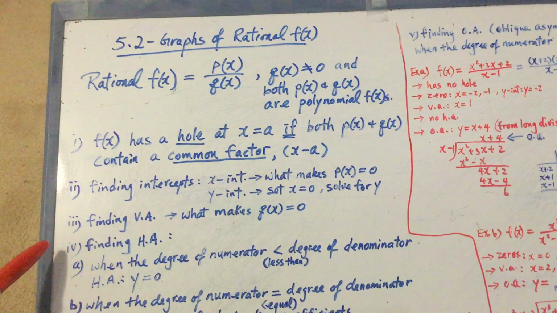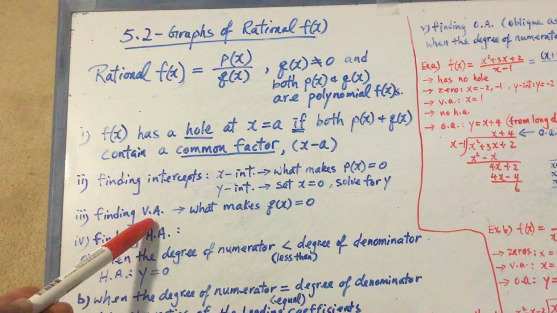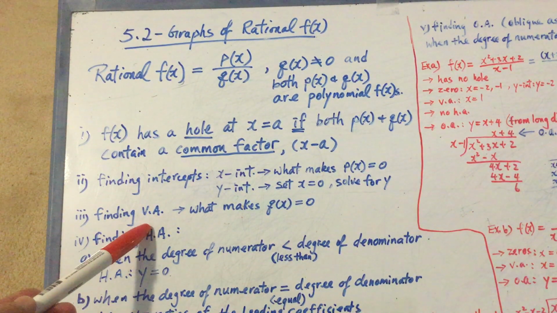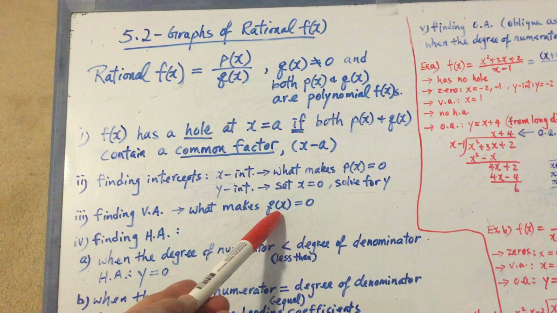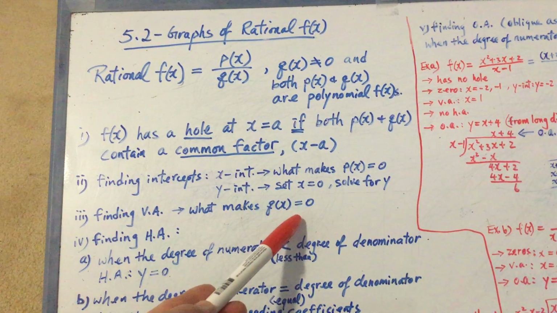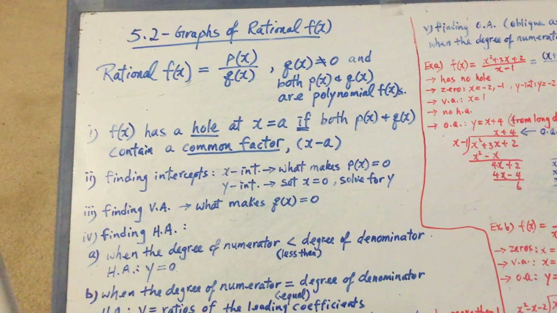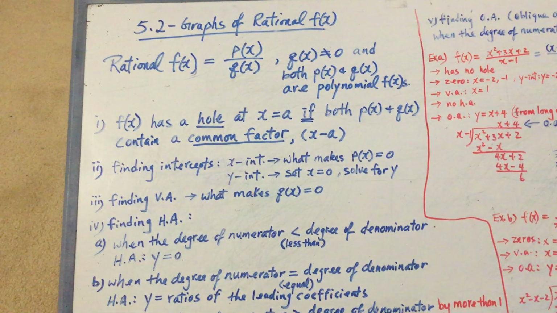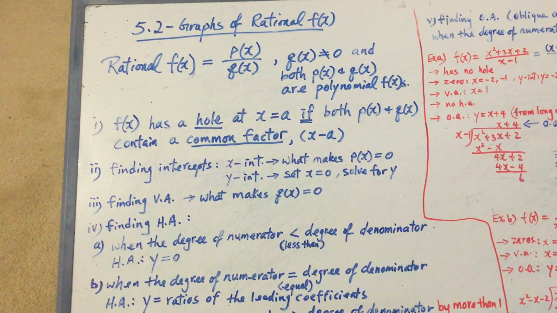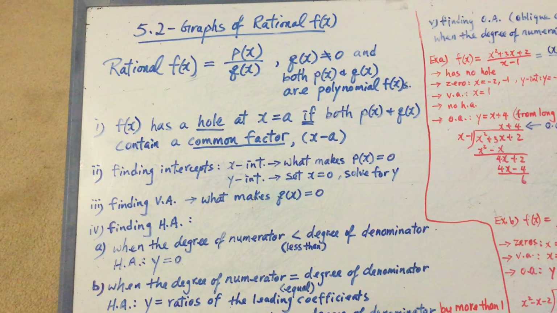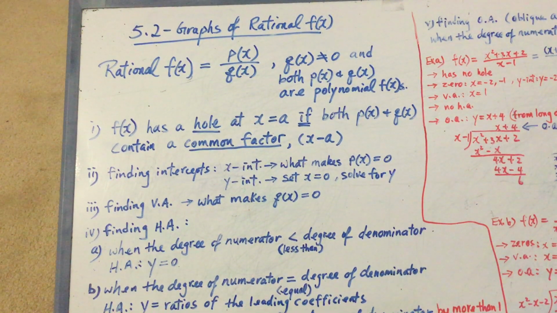And the next thing that we are checking is finding the vertical asymptote, the VA. So the VA happens when the Q of x, your denominator, is equal to 0. Okay? And lastly is to find the horizontal asymptote, the HA. For the HA, there are 3 subcases, and we have already talked about the first 2.